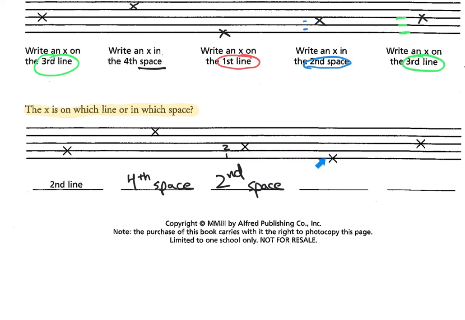All right, this next one is on a line. Is it the first line, the second line, the third, fourth, fifth? Well, hopefully you remember. You count from the bottom up. It is the first line. Go ahead and copy that over, would you?